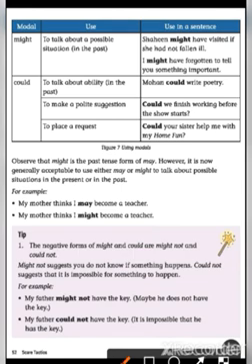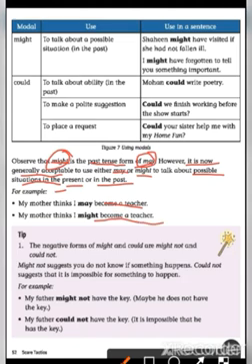Next, observe that might is the past tense form of may. So, might is the past tense form of may. However, it is now generally acceptable to use either may or might to talk about possible situations in the present or in the past. For example, my mother thinks I may become a teacher. My mother thinks I might become a teacher.